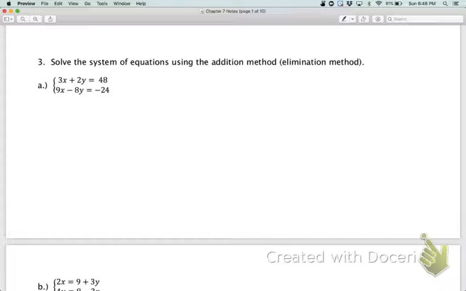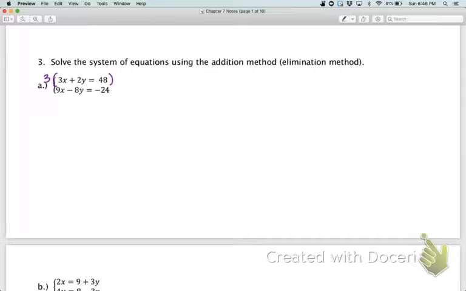So if I look at this first example here and these two equations, I see that 9 is a multiple of 3. So I could eliminate the x's pretty easily. We could do the same with the y's. 8 is a multiple of 2. So it looks like I'm only going to have to multiply one of these equations. I'm going to choose to multiply the top. I'm going to start by thinking about multiplying by 3. That's going to get them both to be 9x.